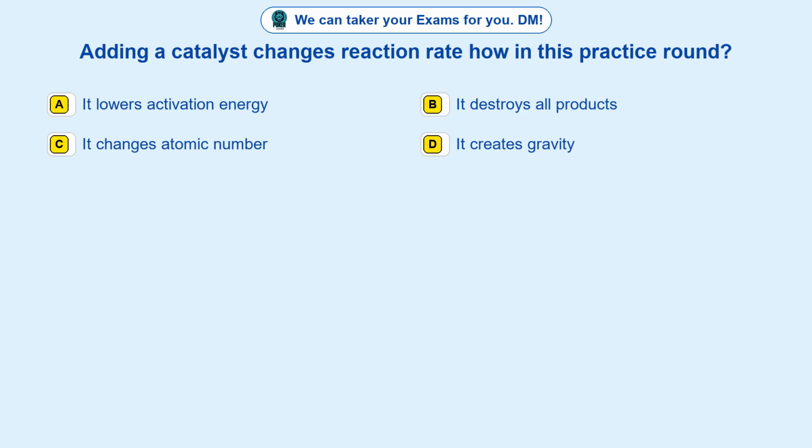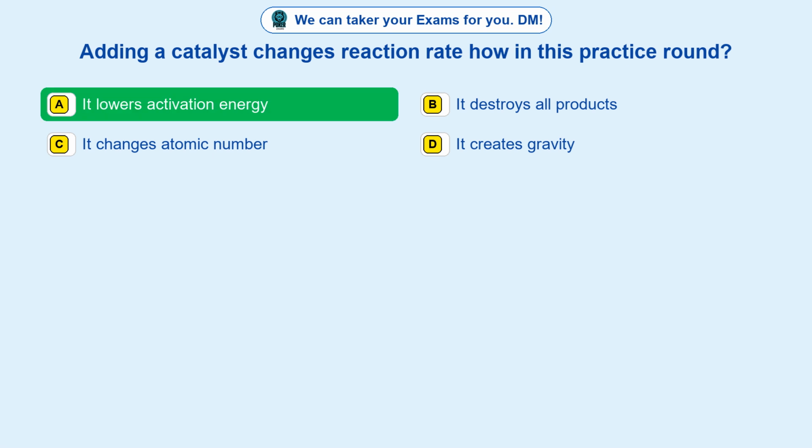Question 37. Adding a catalyst changes reaction rate how in this practice round? Option A. It lowers activation energy. Option B. It destroys all products. Option C. It changes atomic number. Option D. It creates gravity. The correct answer is option A.